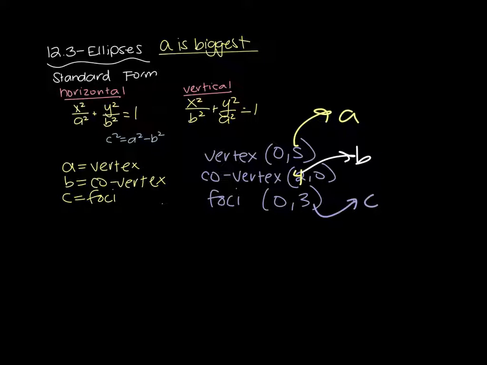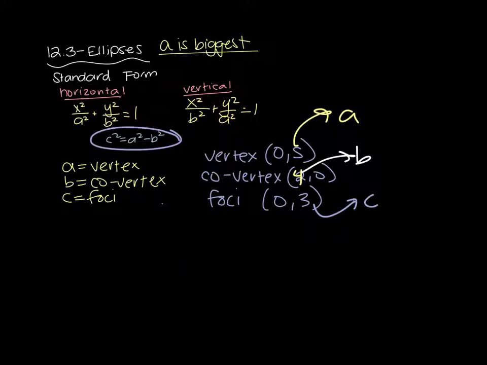The easy ones are if you get the A and the B, then you plug it right into the equation. If you get given the A and the C, then you've got to use C squared equals A squared minus B squared to get the B. And if you get given the B and the C, then you use C squared equals A squared minus B squared to get the A.